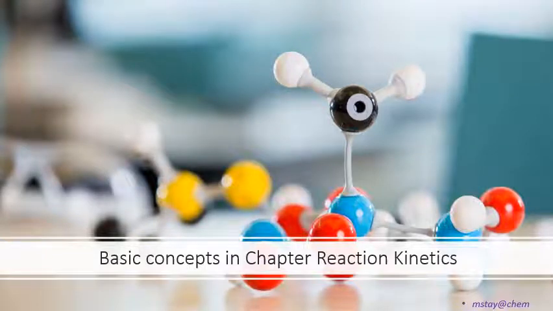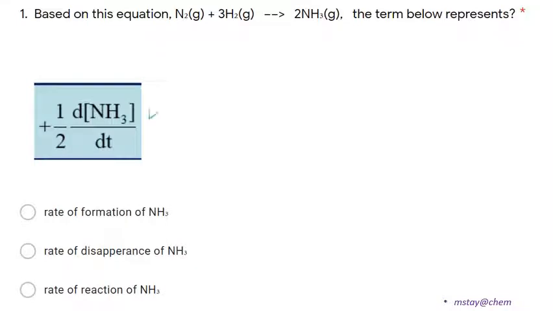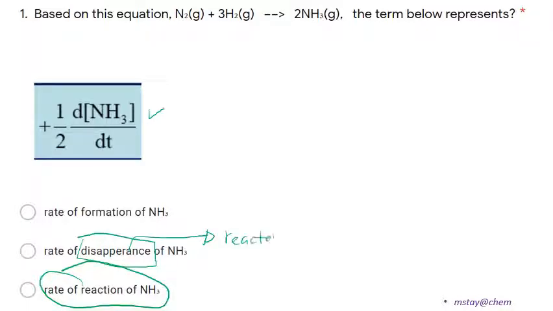Hi, in this video, we are going to discuss a few questions which were related to the basic concept in this chapter, reaction kinetics. Question number 1, the term showing here represents rate of reaction. So it is impossible to say that the term is rate of disappearance, because disappearance shows that the ammonia supposedly is the reactant. But when we refer to the chemical equation here, ammonia is the product. So this one is impossible.